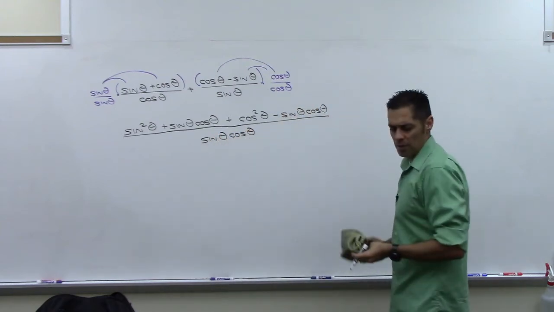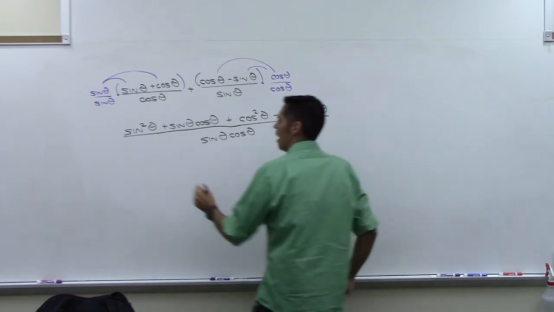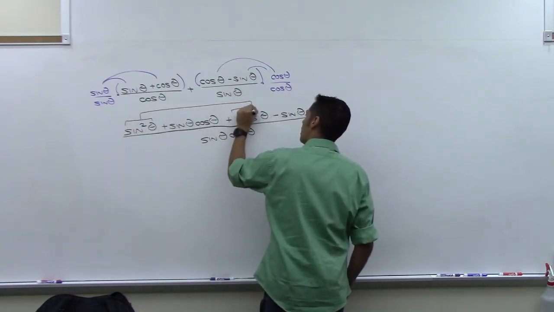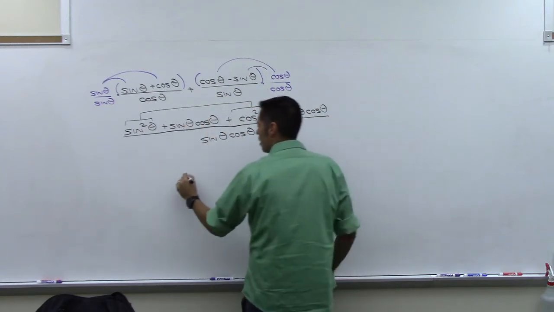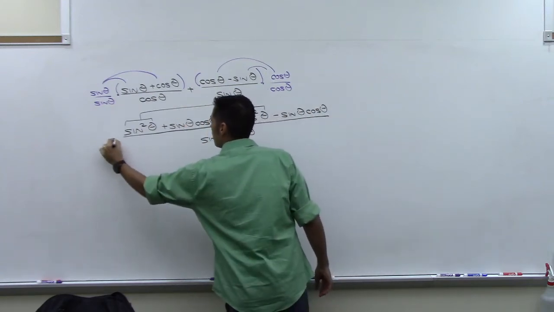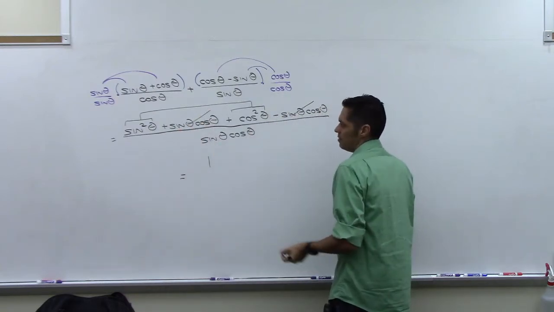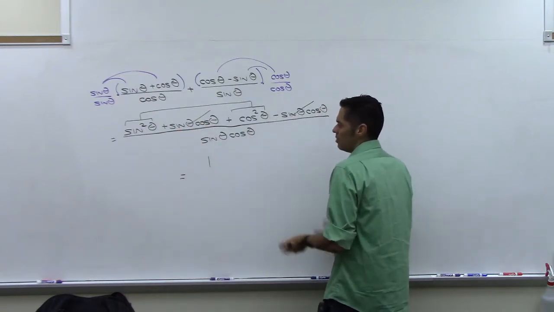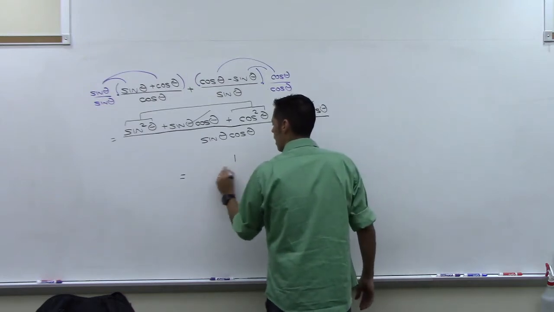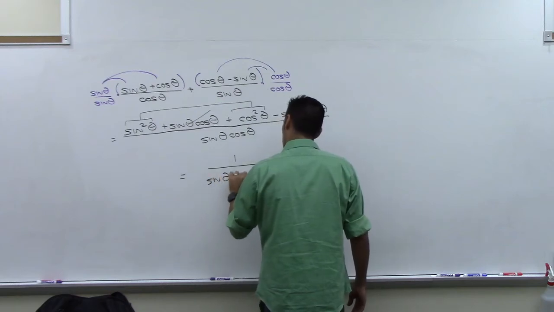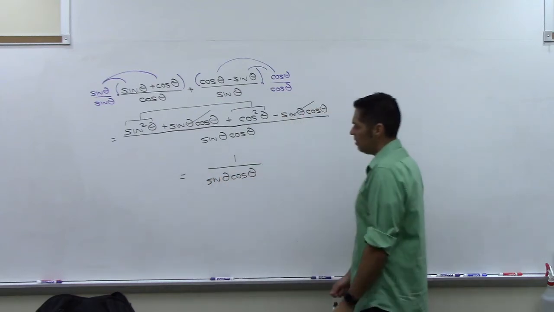And we get some really good things to happen now. Notice that we have sine squared theta plus cosine squared theta. That's 1. Okay, so that's a very important identity. So I get a 1 there, and then these two cancel. They're gone completely. They're the same thing, but opposite in sign. So I just have a 1 on top. And then in the denominator, I have sine theta, cosine theta. And that's it. That's very nice.